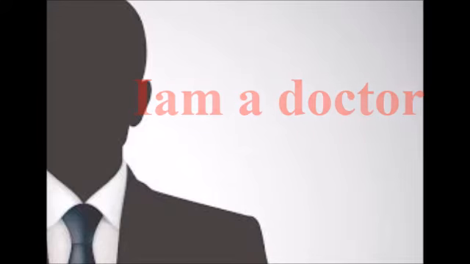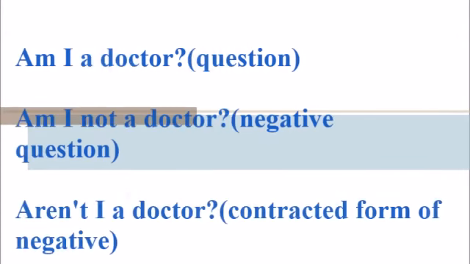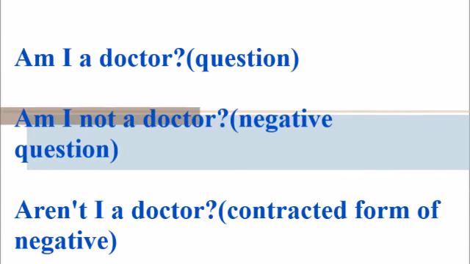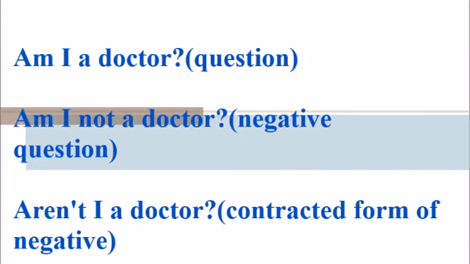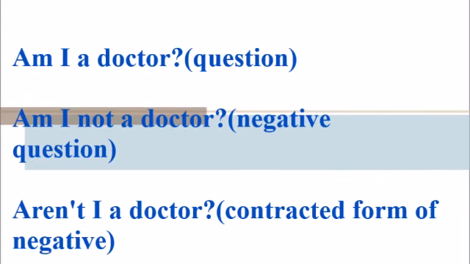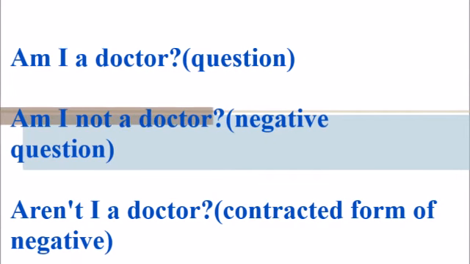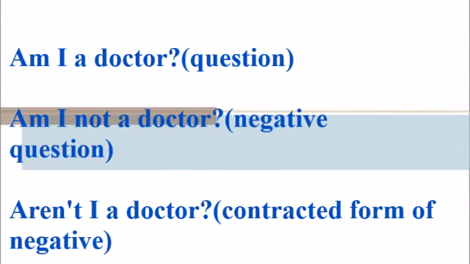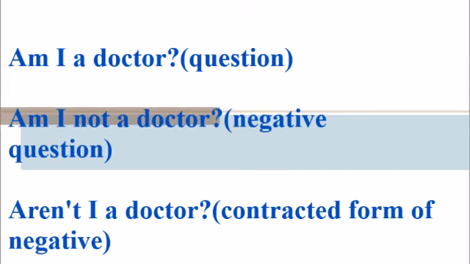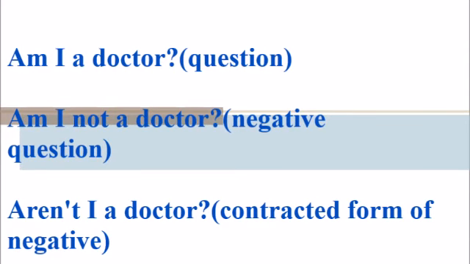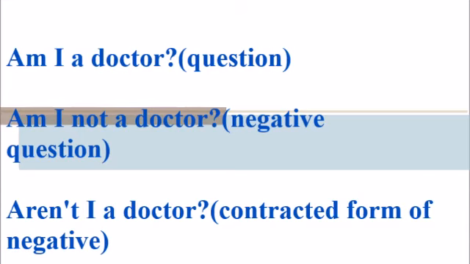One more example. I'm a doctor. Am I a doctor? Am I not a doctor? But when we use the contracted form of negative with am, it is not amn't, it's aren't I a doctor? Because amn't is considered awkward, therefore aren't is used.